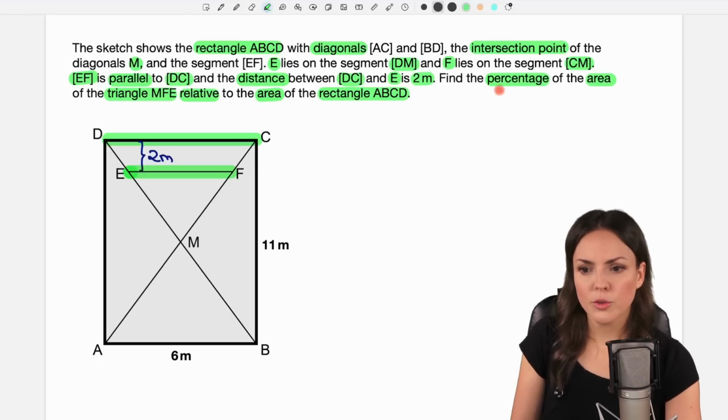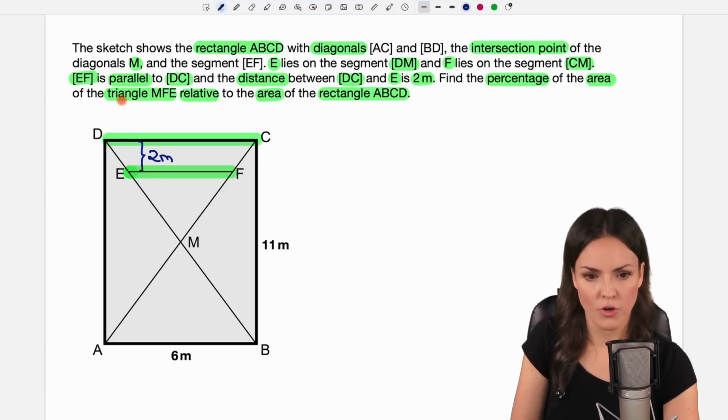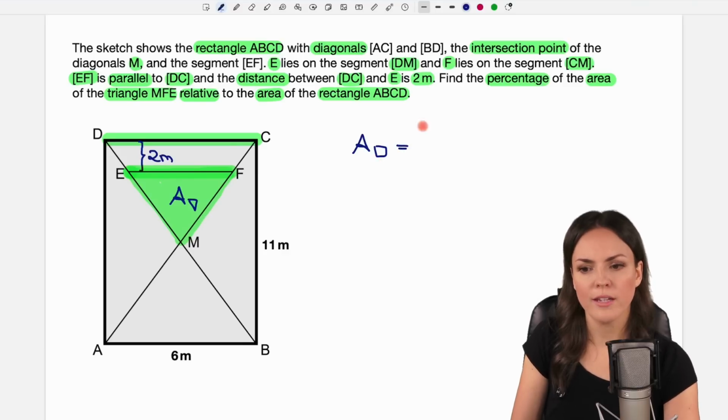Okay, to be able to find this percentage, we first need these areas. So the area of this triangle MFE, that is this triangle here. We need to find the area of this, so I call it a triangle. And we need to find the area of the rectangle ABCD, so this whole rectangle, I call it a rectangle, and if we have them, we can find this percentage.